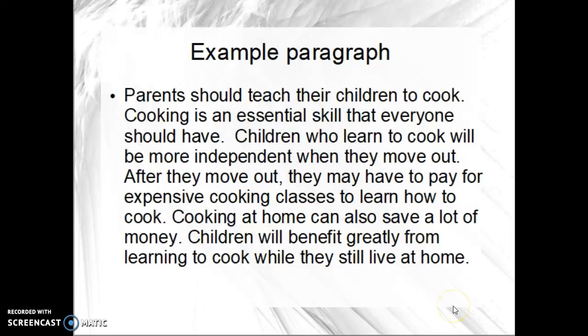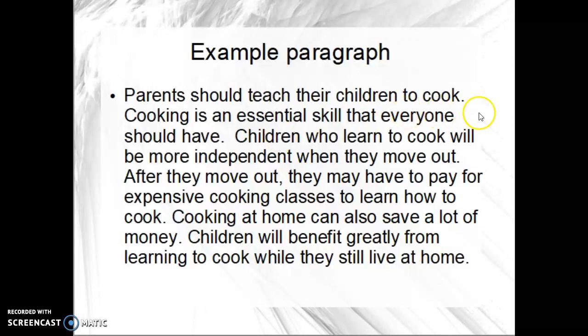Okay, so here is another example, and this is an example of a persuasive paragraph. Persuasive, it's trying to convince somebody to do something. Okay, so we start off here with our topic sentence. Parents should teach their children to cook. Cooking is an essential skill that everyone should have. Children who learn to cook will be more independent when they move out. After they move out, they may have to pay for expensive cooking classes to learn how to cook. Cooking at home can also save a lot of money. Children will greatly benefit from learning to cook while they still live at home.